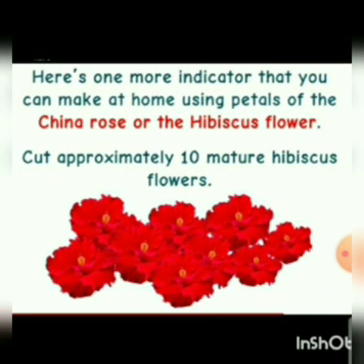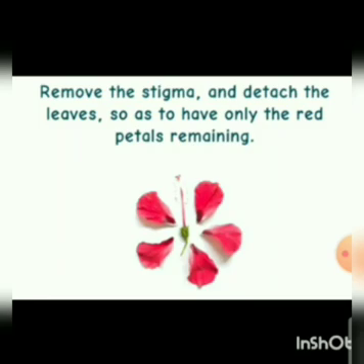Here's one more indicator that you can make at home using petals of China rose, that is hibiscus flower. You all know hibiscus flower. So it is also a natural indicator. Cut approximately 10 mature hibiscus flowers. So can you see? Yes, below you are going to cut flowers like this. Then remove the stigma which is in the middle and detach the leaves, so as to have only the red petals remaining. Can you see the red petals remaining?